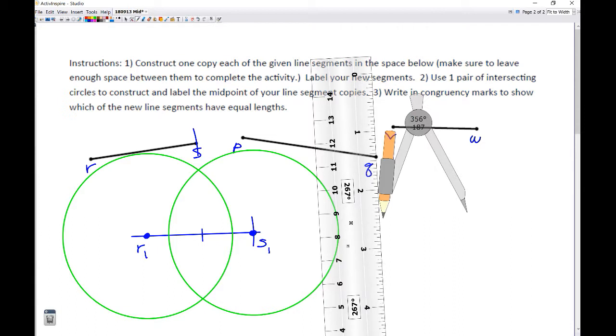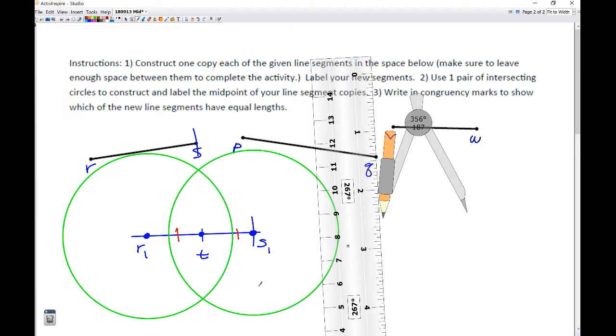So now I know that this point right here is my new midpoint, and I'm going to label that. I'll call it T. I don't have a T up there yet, right? So use a letter you don't have. And so now I have found the midpoint of segment RS, and the last thing that I want to do is put some congruency marks on here. I'm going to say that RT is congruent to TS by putting some congruency marks on there, like that.